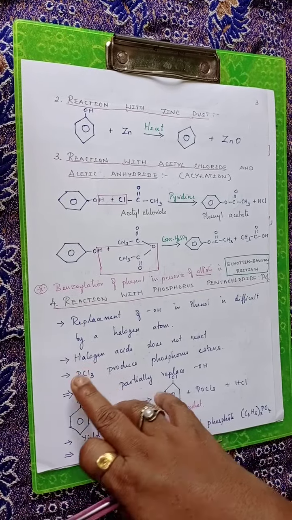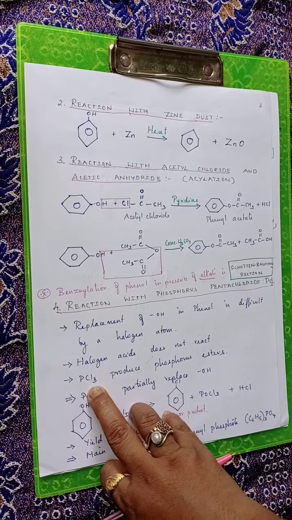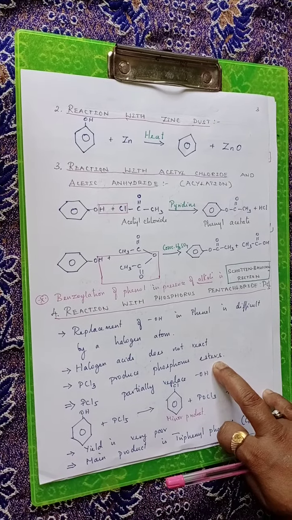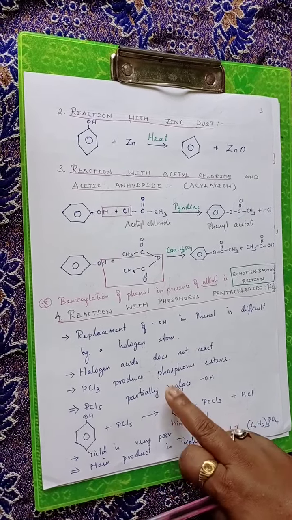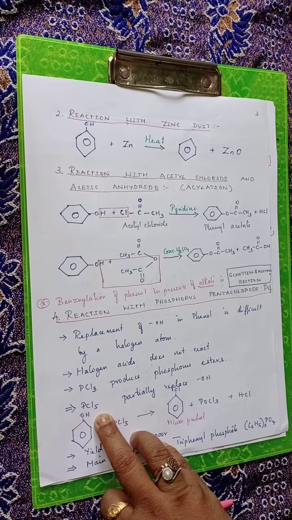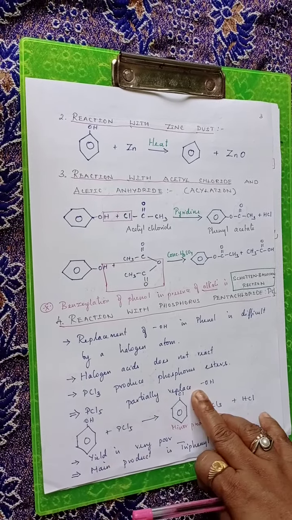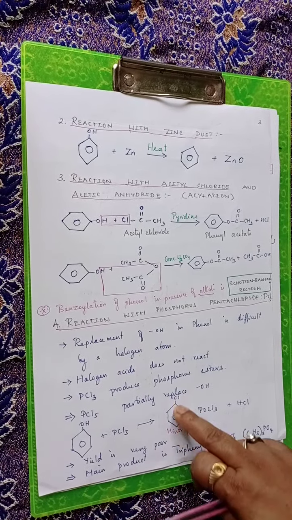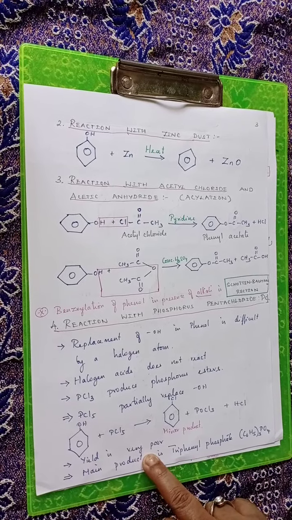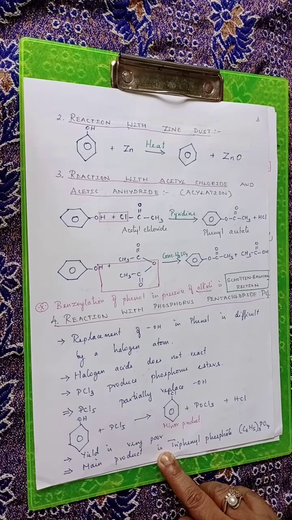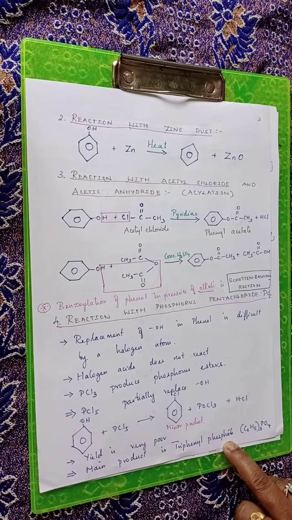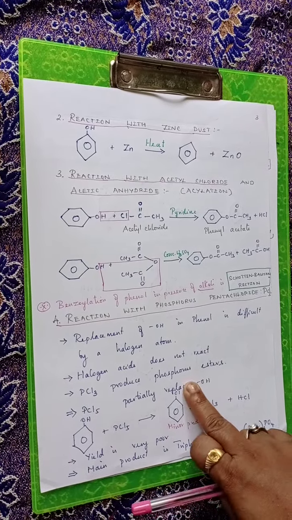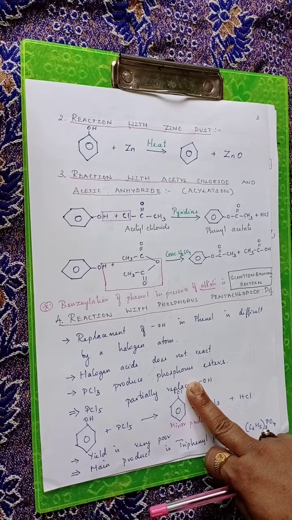We have tried PCl3 with alcohol, but over here the PCl3 will produce phosphorus esters, so you won't get chlorobenzene. So we are using PCl5, but over here partial replacement is taking place and you get a minor product, chlorobenzene. But this yield is very poor, so the main product will be triphenyl phosphate. You will get this phosphate as a major product, but chlorobenzene will be a minor product.